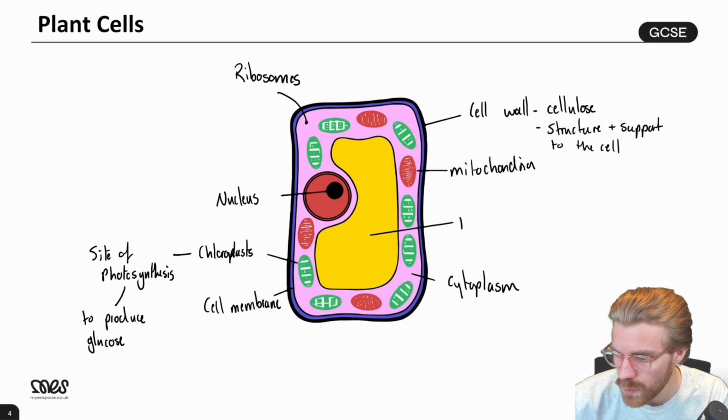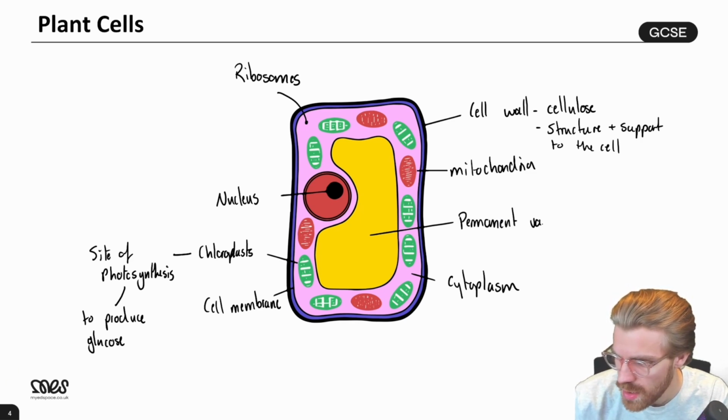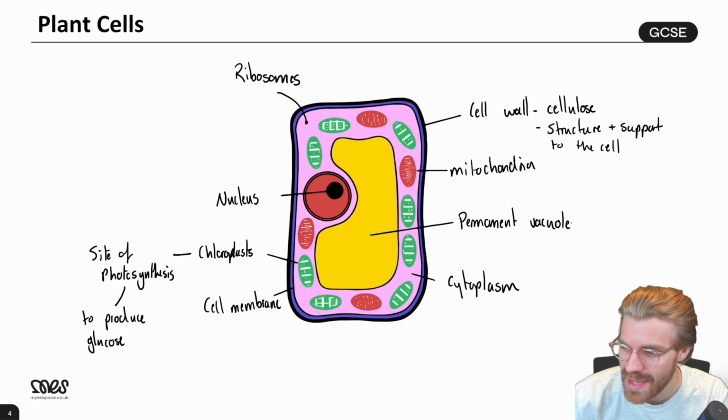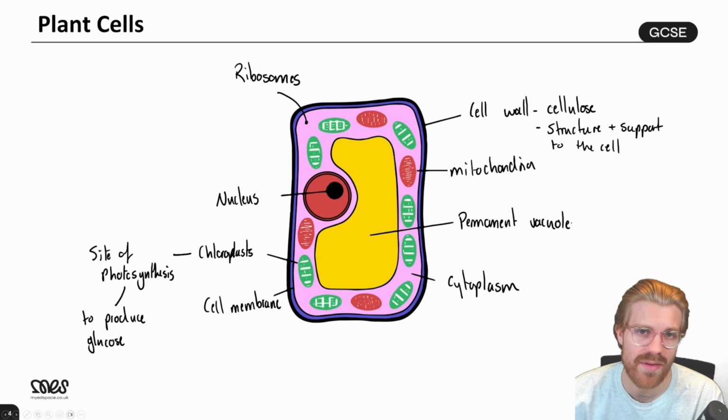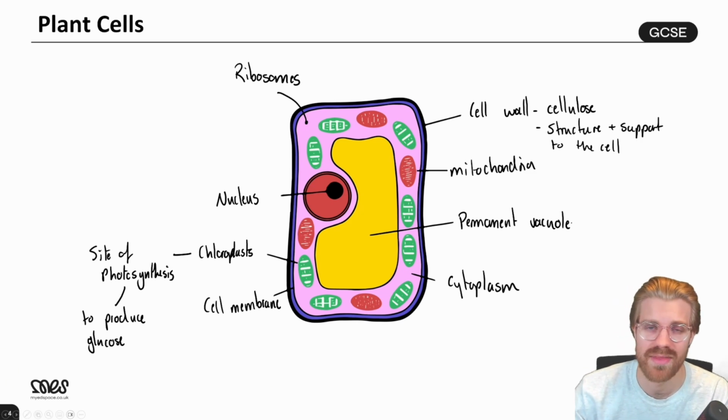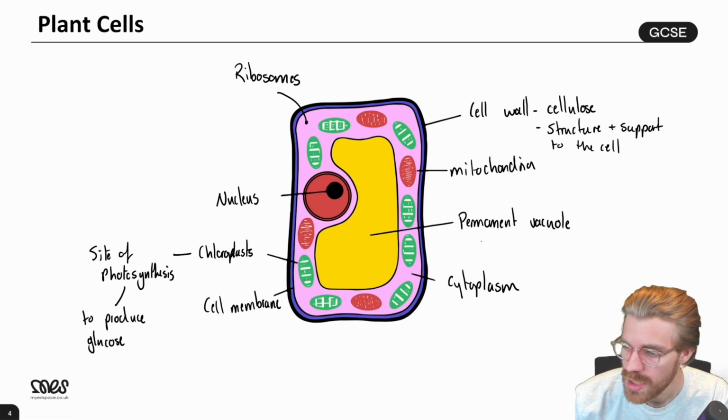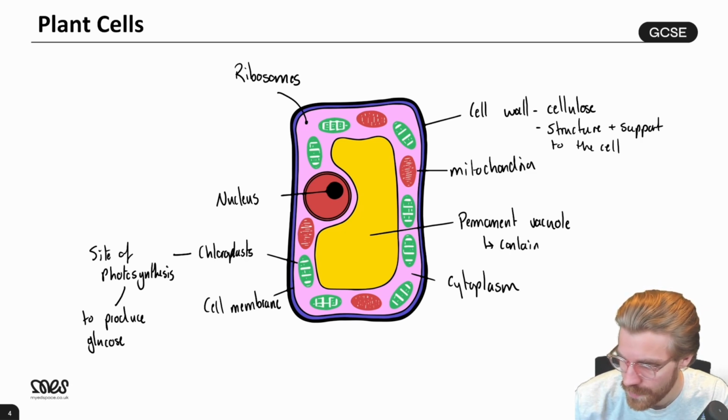And then finally, we have a permanent vacuole. The reason we say permanent is because it is always there in the plant cells, whereas in animal cells, sometimes they might have a vacuole, but the vacuole might then disappear as well. Now, the permanent vacuole contains the cell sap.